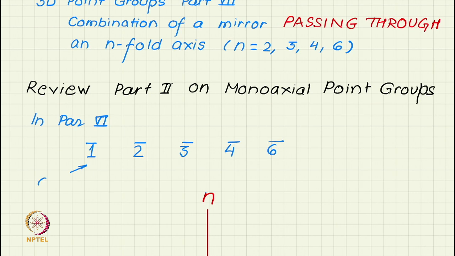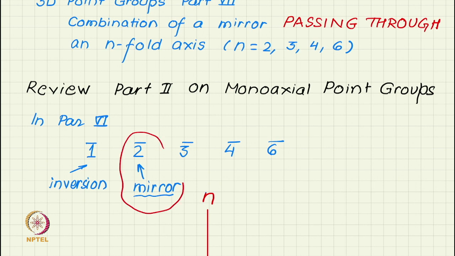1 bar is center of inversion or the operation of inversion, and 2 bar is a reflection or a mirror. From now onwards, we will develop point groups which are combinations of more than one improper axes. For this, the process which we are going to use is to consider this 2 bar or mirror as a special type of operation and combine this 2 bar with other proper and improper rotation axes. So, we will combine mirror with proper axes as well as improper axes in the coming videos.